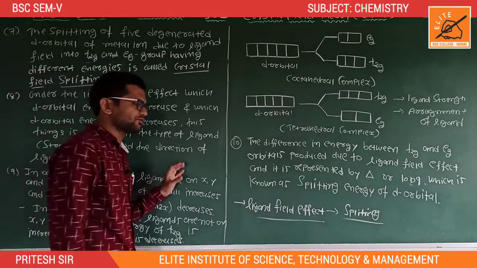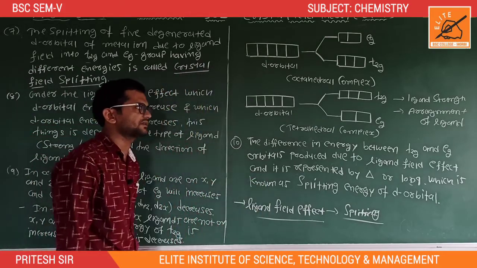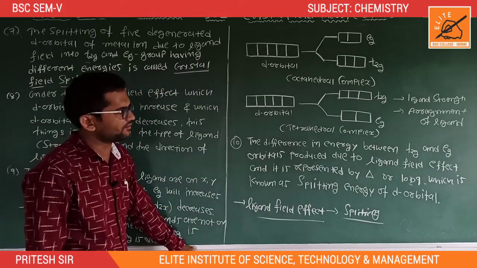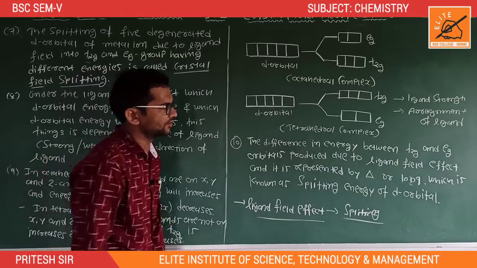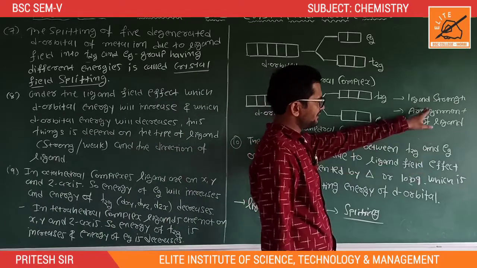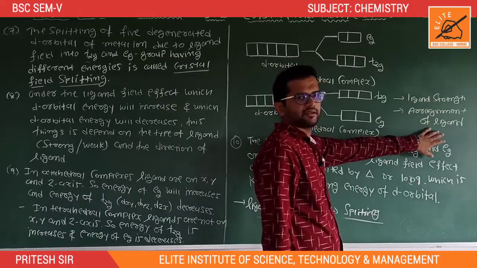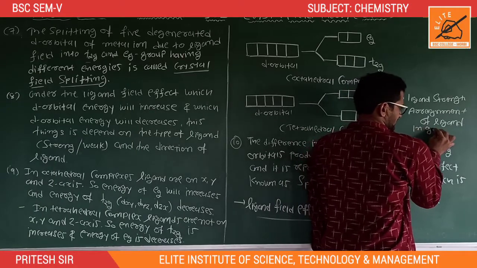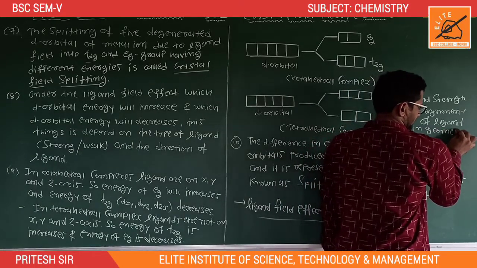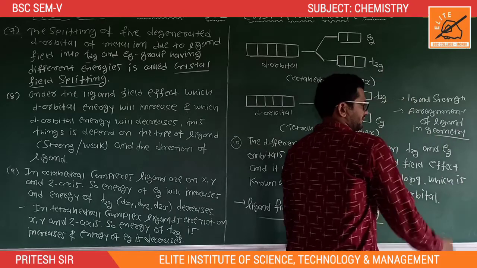It means two types of ligand are possible. The first one is a strong ligand and the other one is a weak ligand. So it depends upon ligand strength and the arrangement of ligands in the geometry, meaning octahedral or tetrahedral.